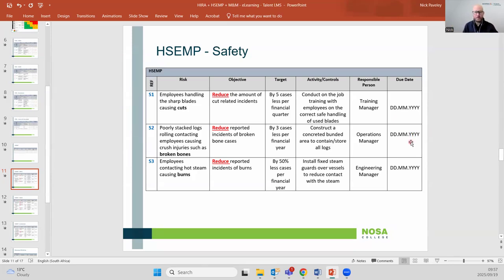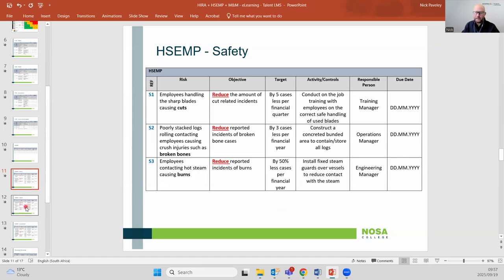Okay. Don't just put the month like July, or when in July. Or don't put just the year, 2025 or 2026, or when. We've got to be specific. All right. But that, ladies and gents, if you want to just pause the video there, that is a very simple example of a safety management plan.